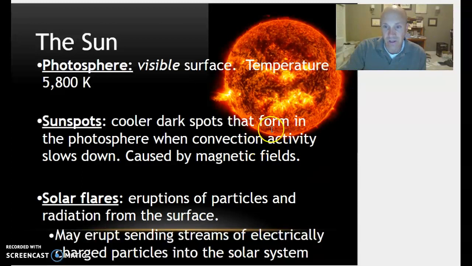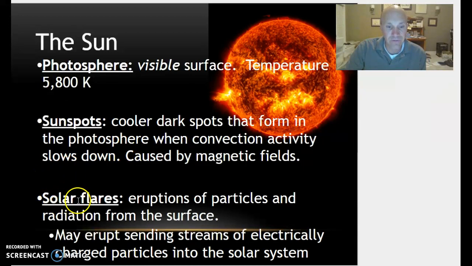One thing I want to point out is that they mention that they're dark spots. They're just darker than the rest of the sun around them. If you were to take a sunspot away from the rest of the sun, it would still be a lot brighter than any other object in the sky. So just remember that since they're a little bit cooler than the rest of the surface, they appear a little bit darker.